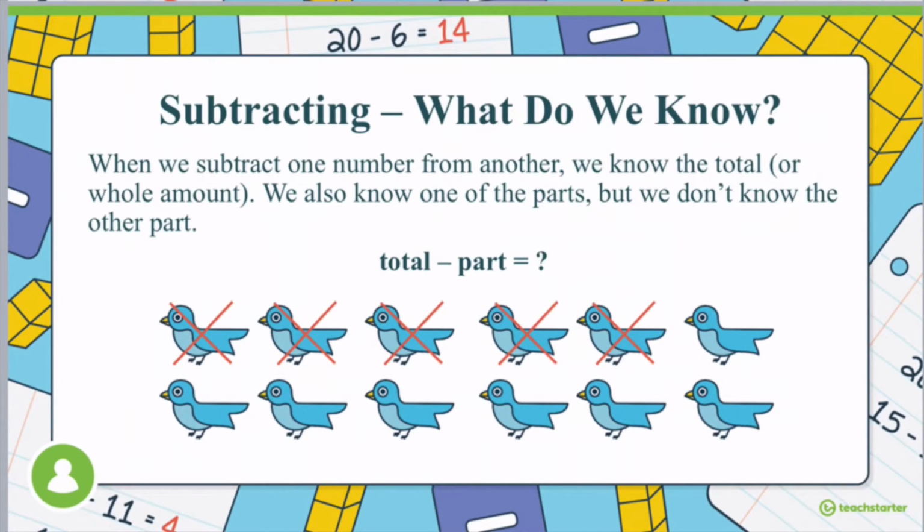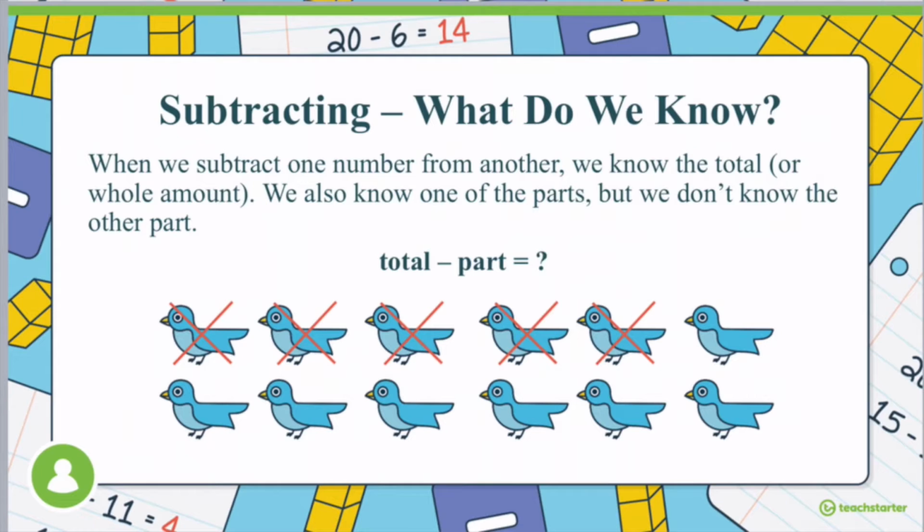Now let's go back to subtracting. What do we know? When we subtract one number from another, we know the total or the whole amount. We also know one of the parts, but we don't know the other part. So in subtraction, we know the total.